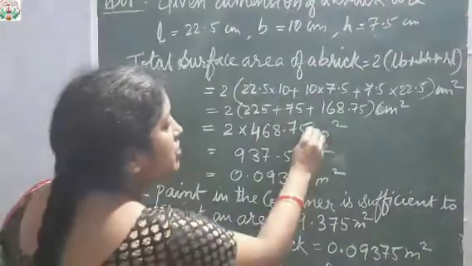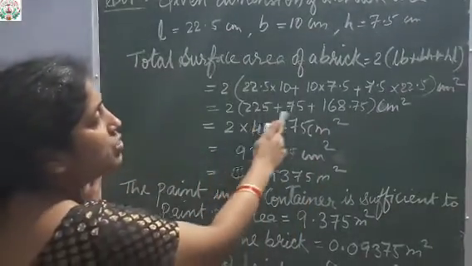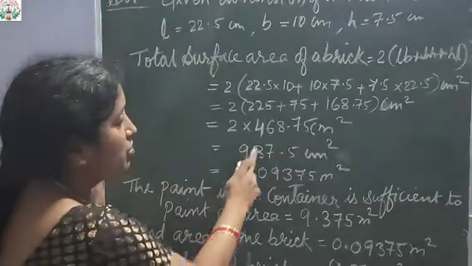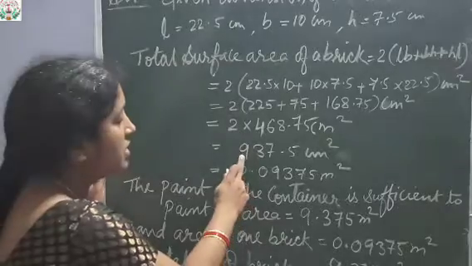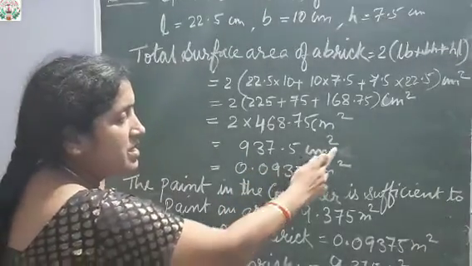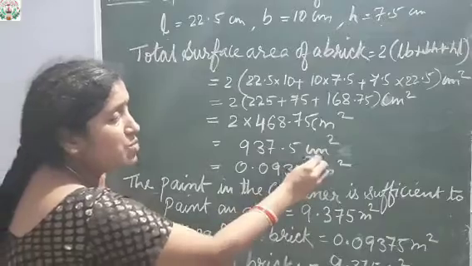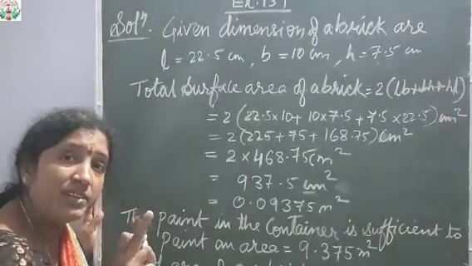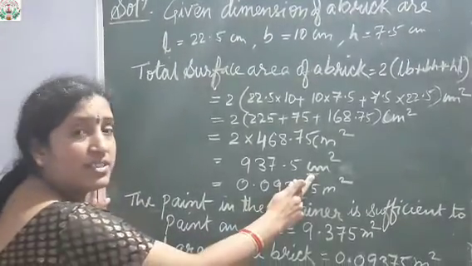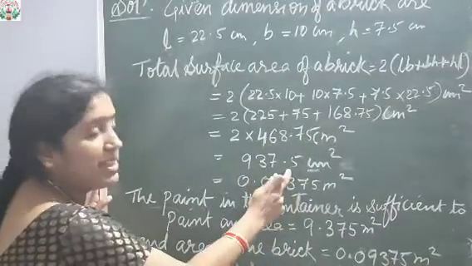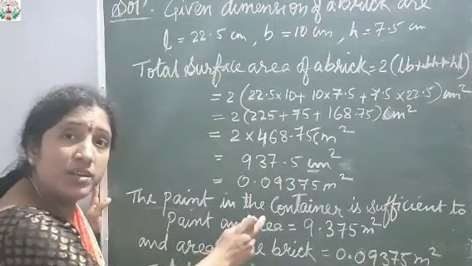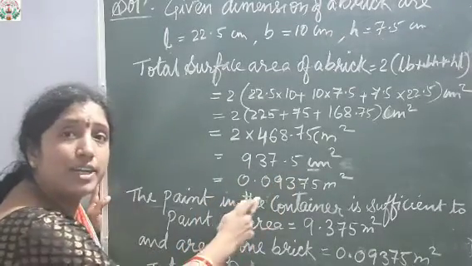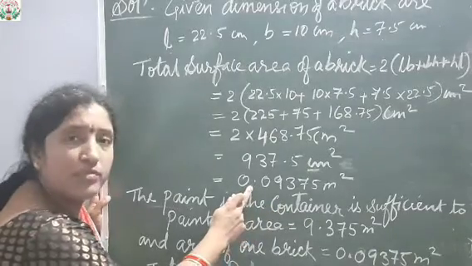Okay, so here also it will be cm square, that is 2 into this whole addition, which will be 468.75 cm square. On multiplication of this we will get 937.5 cm square. Now this is cm square, and the area of the wall to be painted is in meter square. So here also we will change this into meter square. So on dividing with 10,000, because we know that 100 cm equals 1 meter, so dividing with 100 into 100, that is 10,000. What will we get?